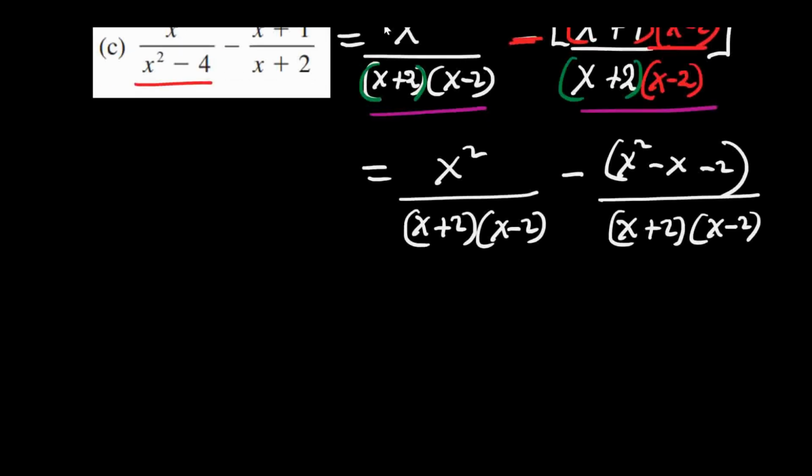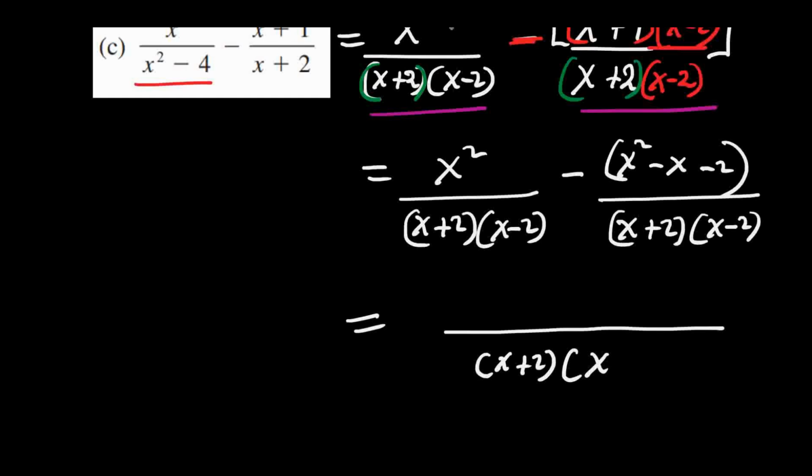So now we can write this as a single denominator. Since we already have a common denominator, we can simply write that as a single denominator of x plus 2 x minus 2, and then the numerator becomes x squared, and this negative sign that we have here, you can see it as -1 and just distribute it into this and also this.